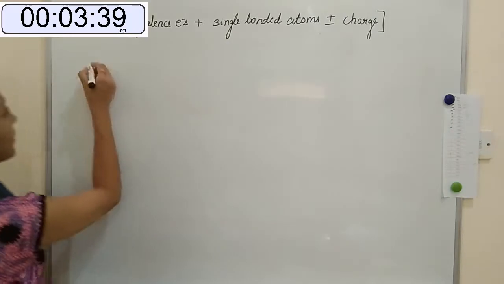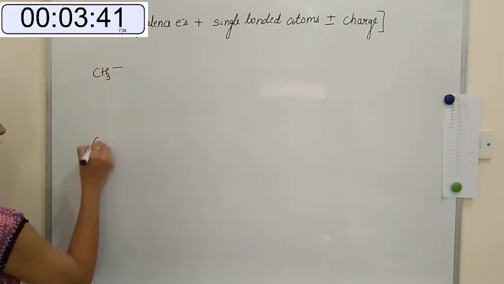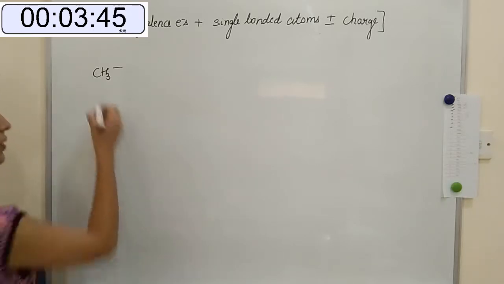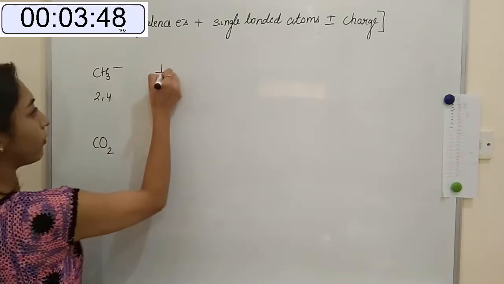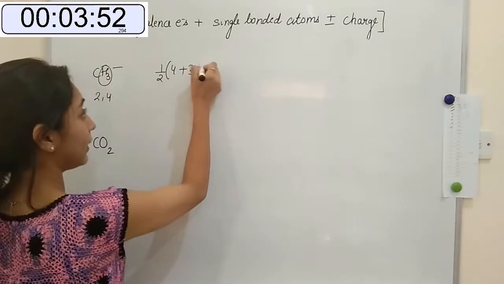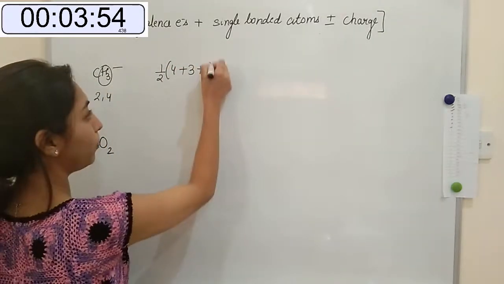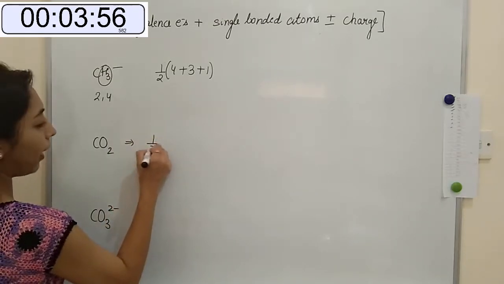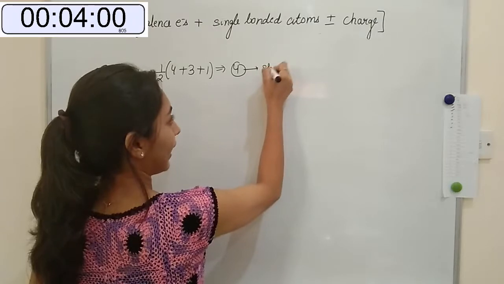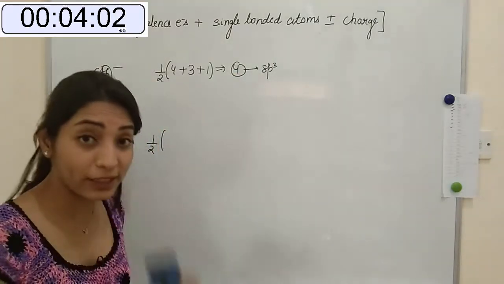We have CH3 minus, CO2 and CO3 2 minus, all carbons, so 2 comma 4, half. We have 4, number of atoms attached 3, now it is minus 1, so I'll do plus 1. Similarly here half, okay, this will do later on, so it is 4. 4 means sp3, but be careful.